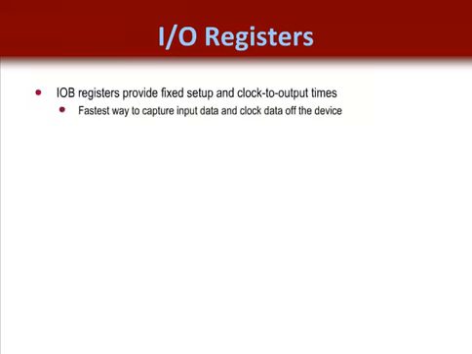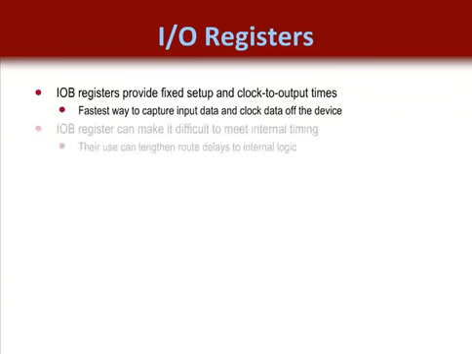All Xilinx FPGAs have dedicated registers on the input and output pads. By using these registers, setup times for the input pads and clock to output times for the output pads can be minimized, making it easier to meet time requirements for capturing and providing data to external devices. However, using the dedicated I/O registers can have a negative effect on meeting the timing requirements within the FPGA.